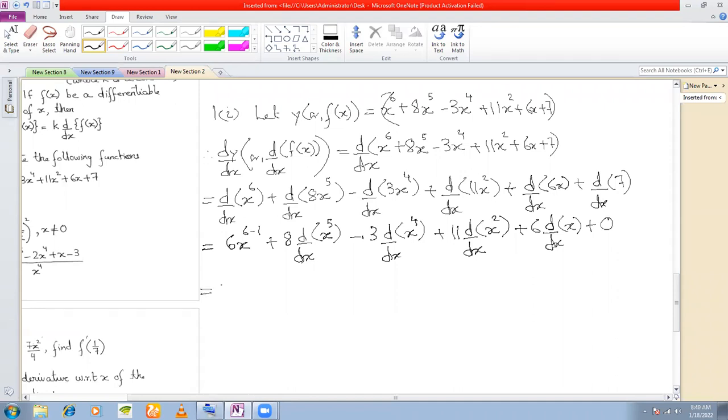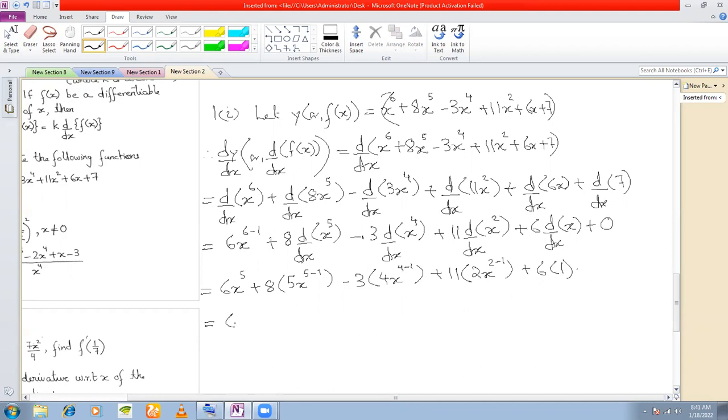So we get 6x to the power of 5 here plus 8. And here again, d/dx of x to the power of 5, apply the n x to the power of n minus 1 rule. You get 5x to the power of 5 minus 1, minus 3. Again x to the power of 4, you have 4x to the power of 4 minus 1, plus 11, 2x to the power of 2 minus 1, plus 6 into d/dx of x, which you know is 1. I told you to remember this. Differentiation of x with respect to x is 1 plus 0. Right? Or you can omit 0 now.